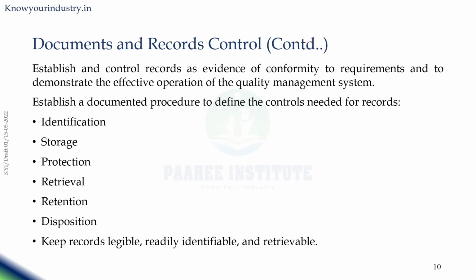So, in other words, whatever we described in the previous slide, the QMS establishes and controls records as evidence of conformity to requirements and to demonstrate the effective operation of the quality management system. So they develop the records and define the controls needed for the records. So what kind of control is needed for the records? That includes identification, storage, protection, retrieval, retention, and disposition of the records, and they also develop procedures to keep records legible, readily identifiable, and retrievable.